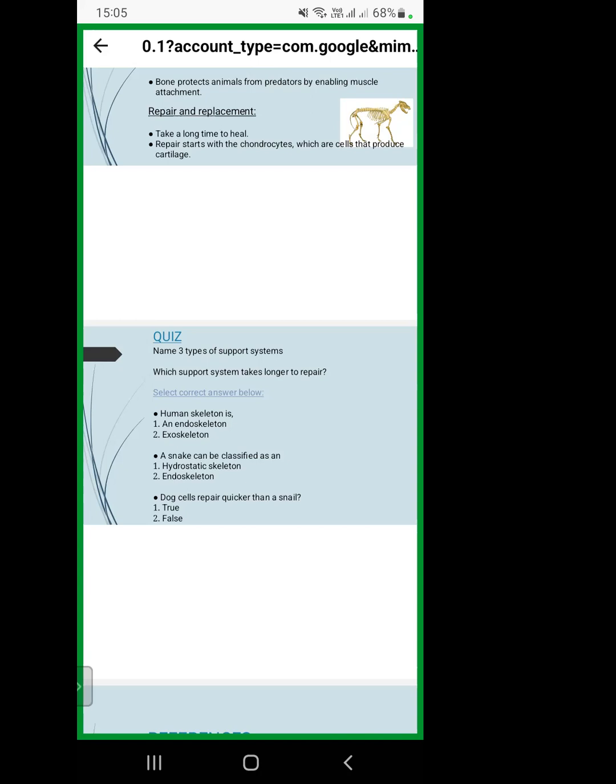Now, do dog cells repair quicker than a snail? That is a question that we've answered from, I think, the second question of the quiz. Of course, dogs don't repair faster than a snail. A snail repairs its cells way quicker than a dog would. So the correct answer there would be 2, which is false.